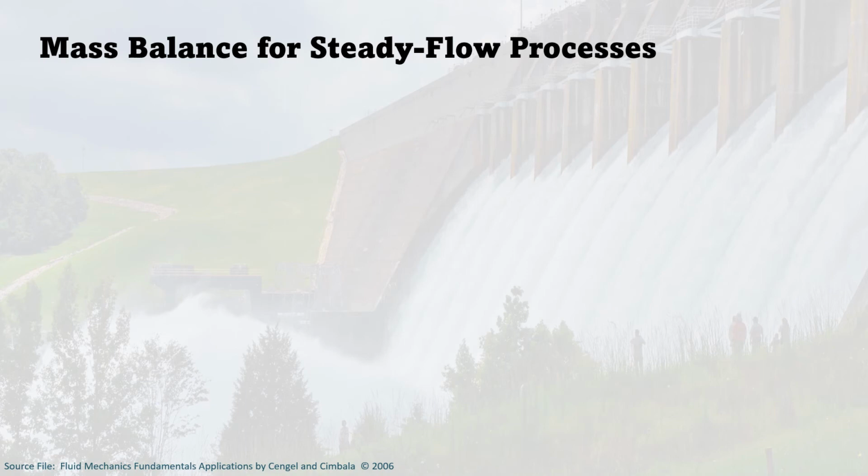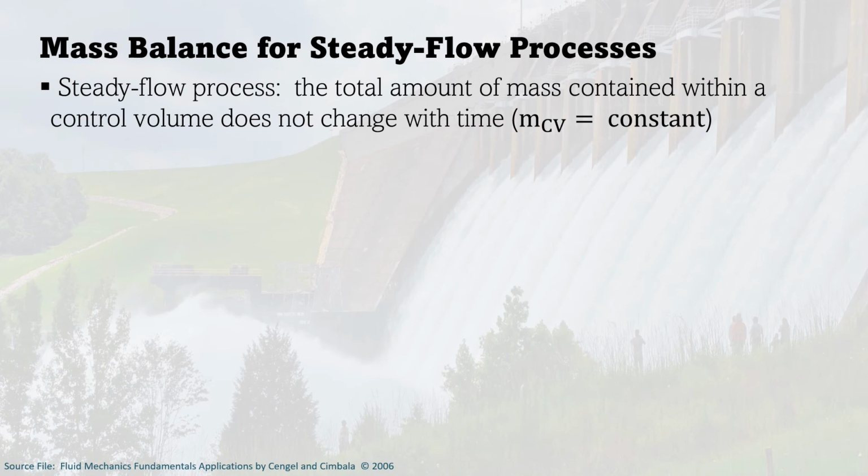The mass balance for steady flow processes. Steady flow processes are those processes wherein the total amount of mass contained within a control volume does not change with time. That's why it's steady flow. Meaning there is no change in the total amount of mass contained; our m_CV is constant. For example, the 20 kilograms in the bathtub is constant, so it is not changing. That's why it's steady flow.